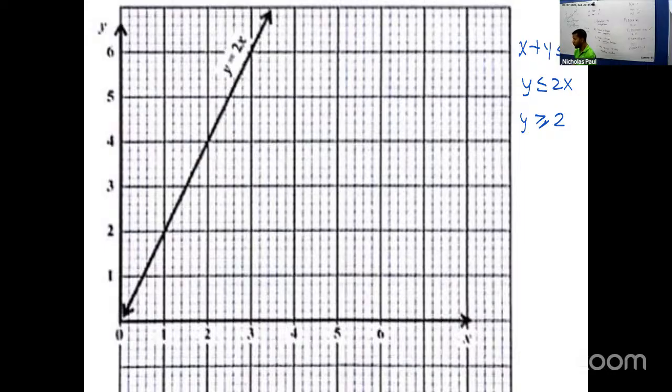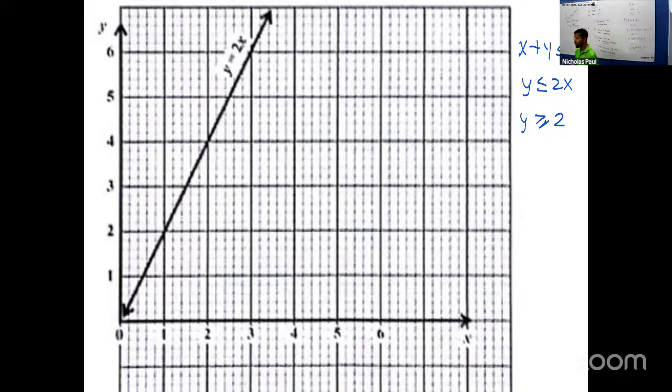Y equal to 2 is what? Pass from there. Y equal to 2 is what? Can't remember. If you're not remembering these things, you have to write it down when I say it in red. Write it down.